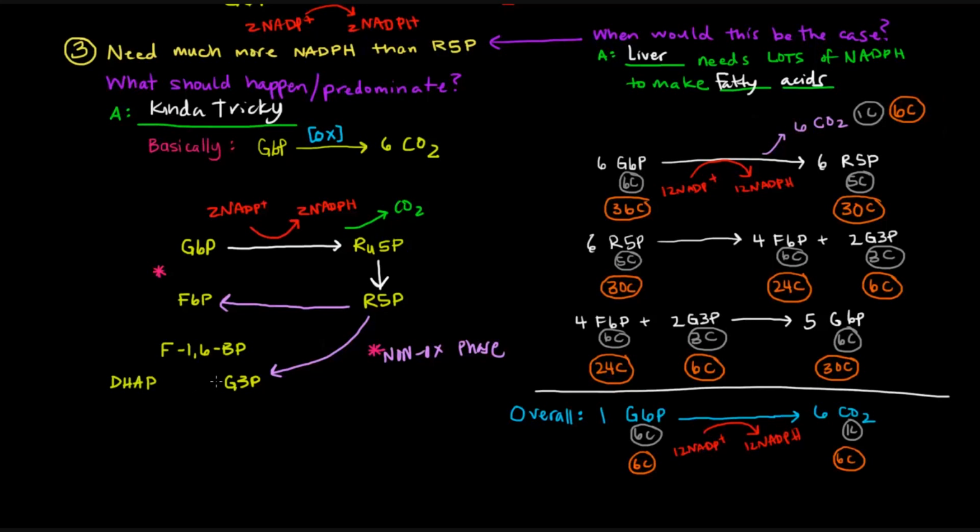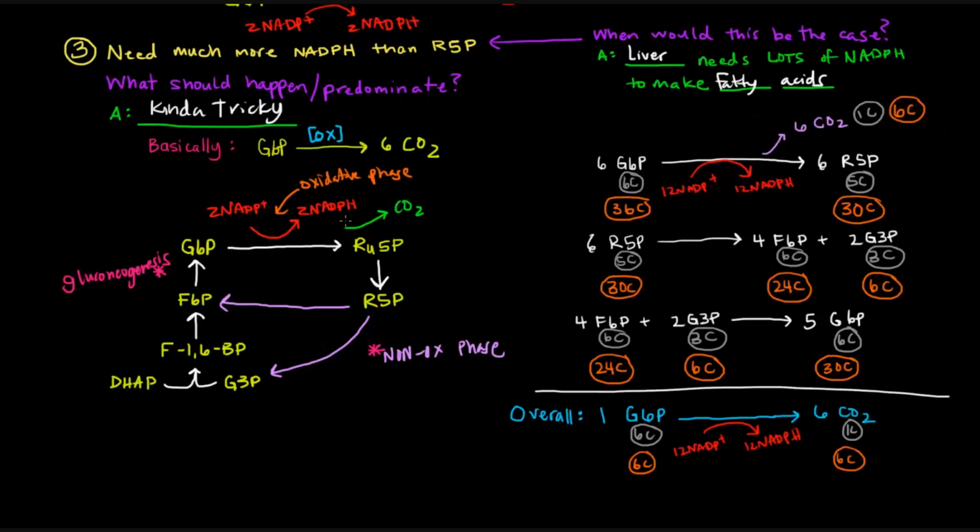We're going to take this G3P and this DHAP and bring them back together to make fructose 1,6-bisphosphate, and then to make fructose 6-phosphate, and then we're going to have the fructose 6-phosphate go back to G6P. So this whole process here is, of course, gluconeogenesis. We're going to have the non-oxidative phase, and we're going to have the oxidative phase up here. So there's a lot going on in this one.